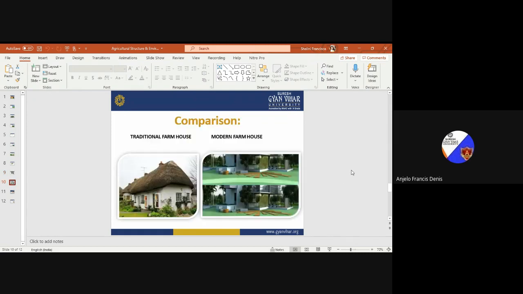So next is some comparison between traditional farmhouses and modern farmhouses. By these two images, we can understand what the traditional farmhouses are, as well as the modern ones, and what the differences are between a traditional farmhouse and a modern farmhouse.